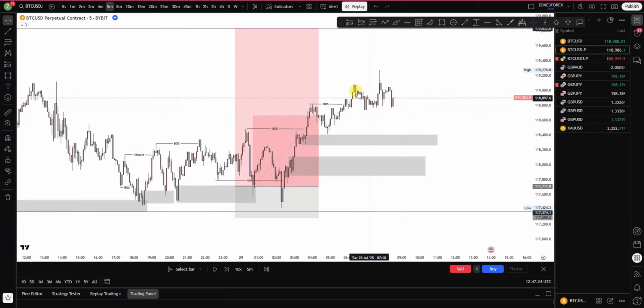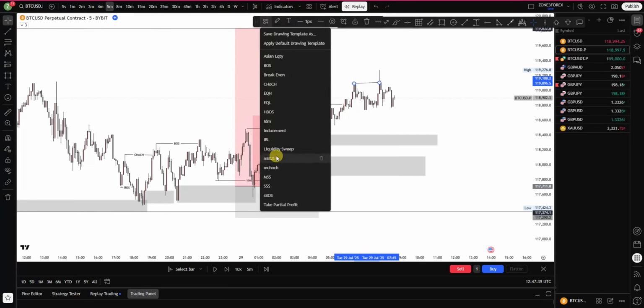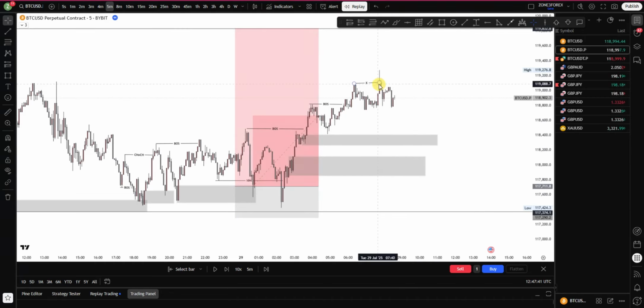Good. So you see price came and swept this side. This is not a break of structure, but those who are not aware of break of structure will say this is a break of structure. This is not a break of structure. This is a sweep of liquidity. So price swept the high. So you can see that that's a sweep of liquidity.